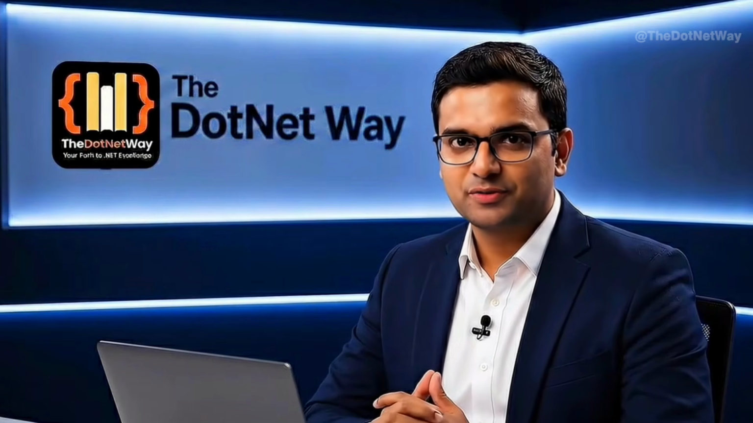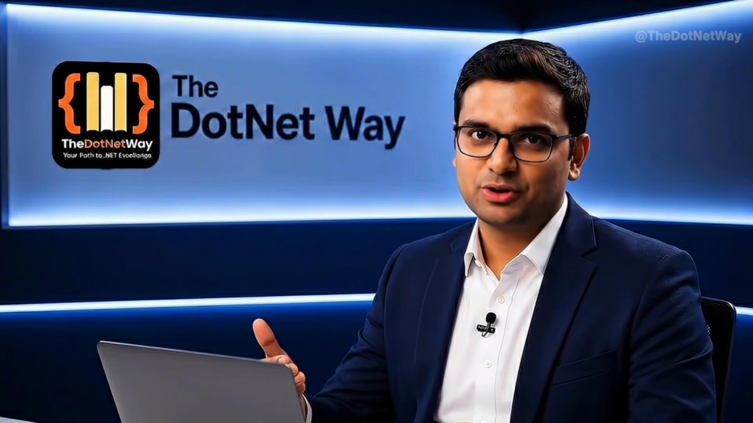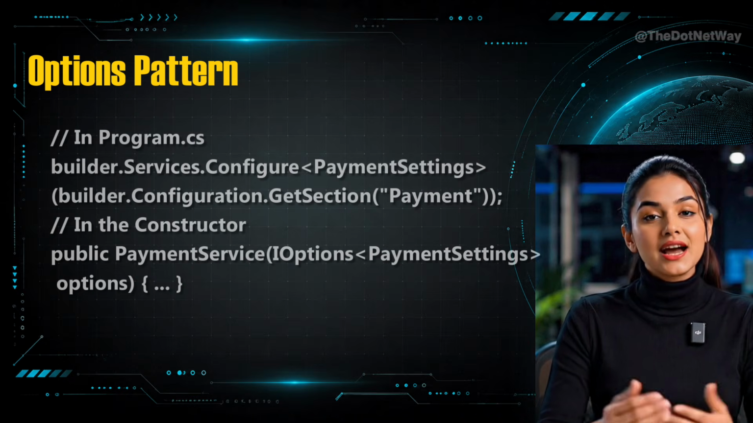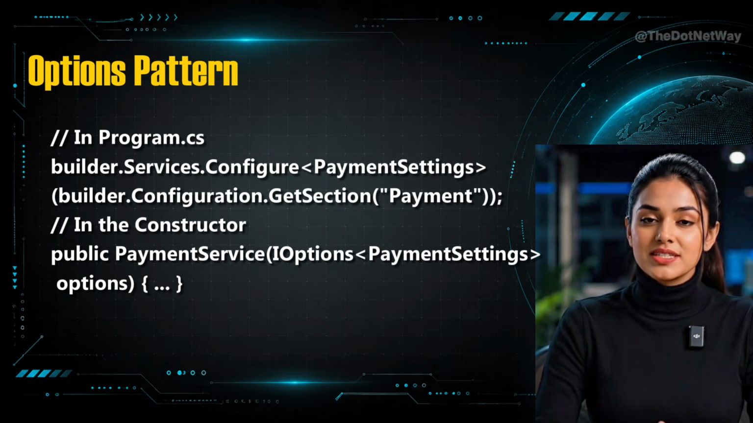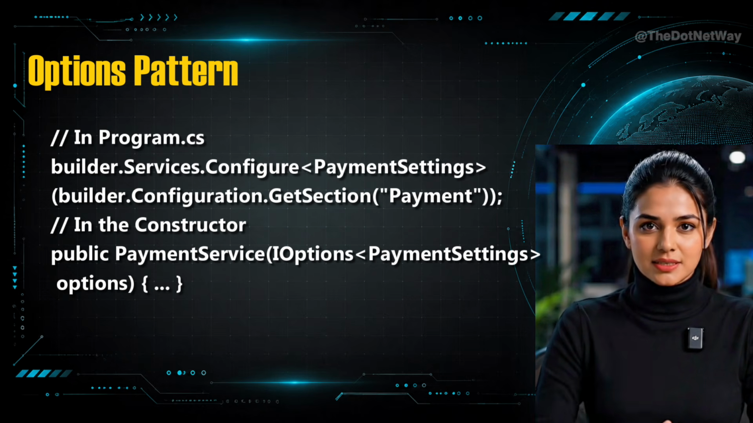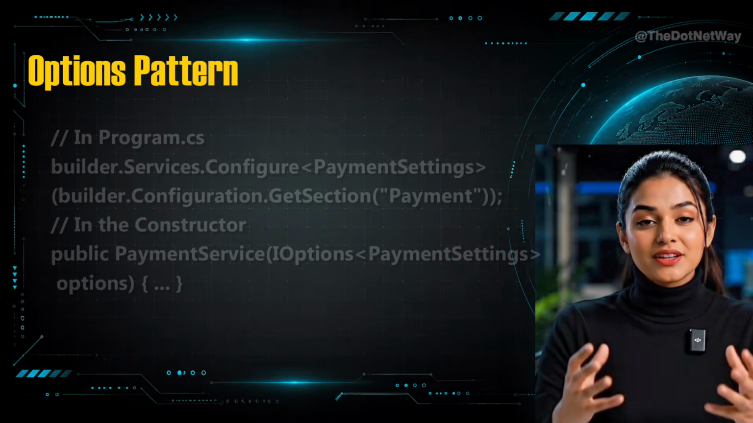How do you handle configuration? I hear the options pattern is very popular in .NET Core. Yes, the options pattern strongly types your appsettings.json configurations. Instead of injecting IConfiguration and searching for strings, we map the JSON to a C# class like PaymentSettings. We then inject IOptions into our services. It gives us type safety and validation at startup.